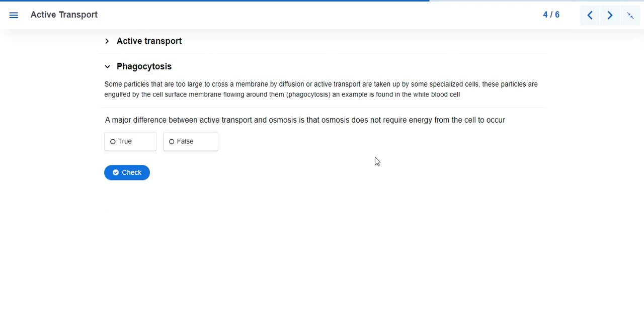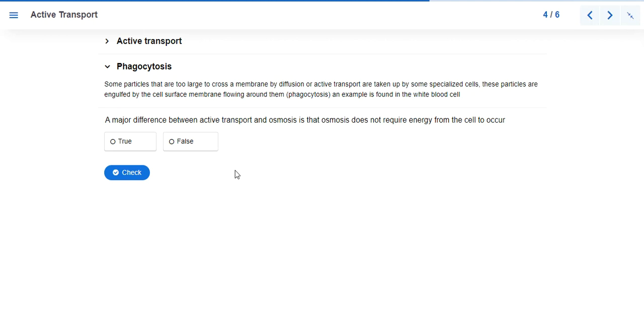Phagocytosis. Some particles that are too large to cross a membrane by diffusion or active transport are taken up by some specialized cells. These particles are engulfed by the cell surface membrane flowing around them. An example of this is found in the white blood cell.